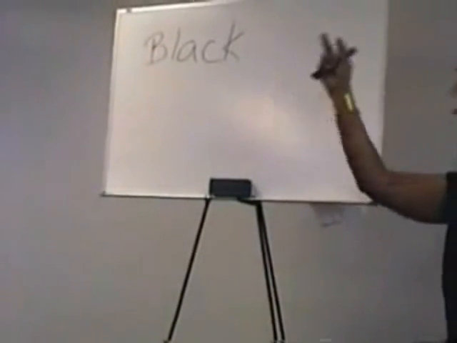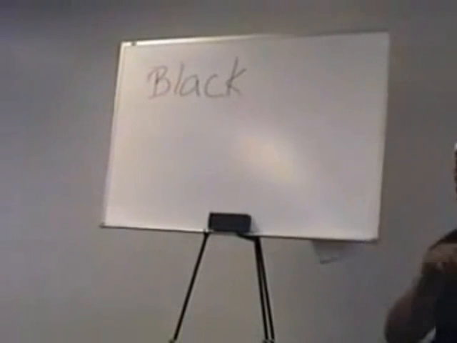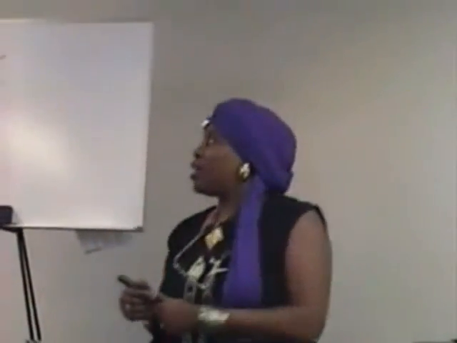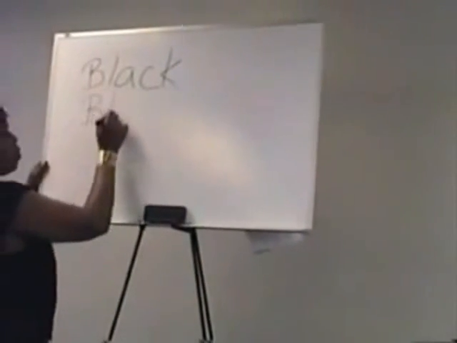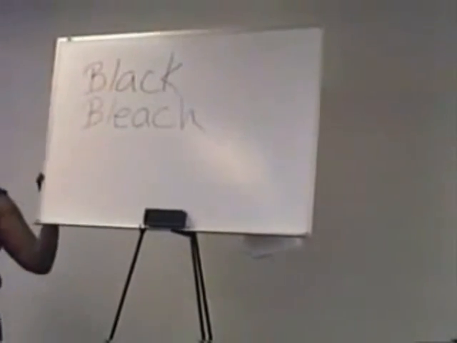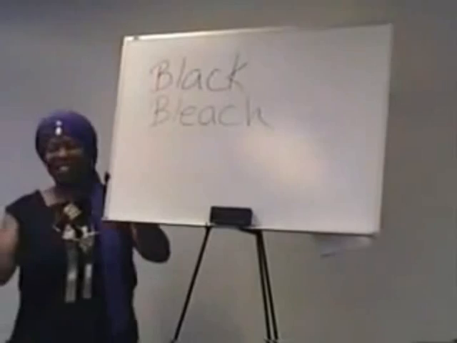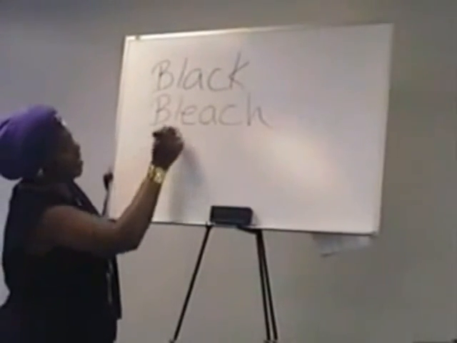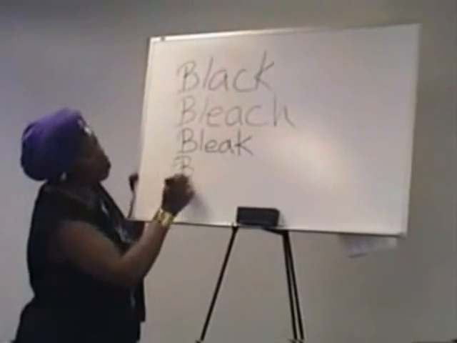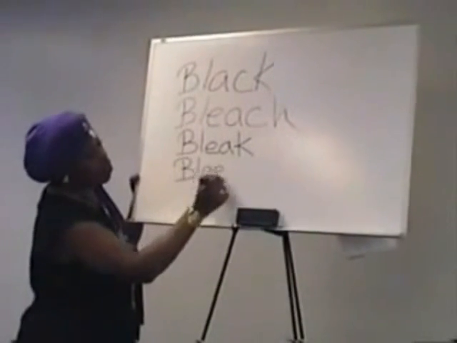Now, frequently when the word is used to describe so-called black people, you know who they're talking about. But by definition, it's not even remotely possible for you to be black, because the word black means bleached up and pale. It also means bleak. These words are one and the same word.